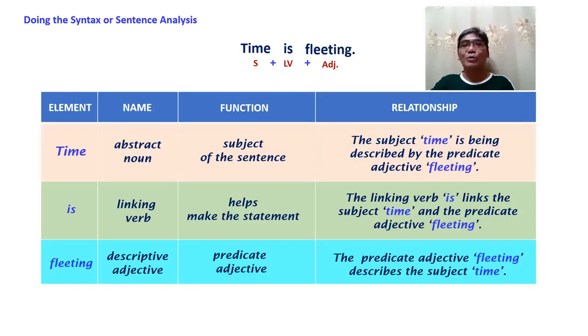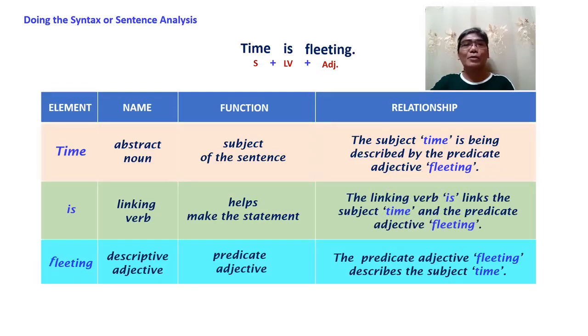The next element or word is "is." Is is classified as linking verb. This linking verb helps make the statement, time is fleeting. It also links the subject time and the predicate adjective fleeting.